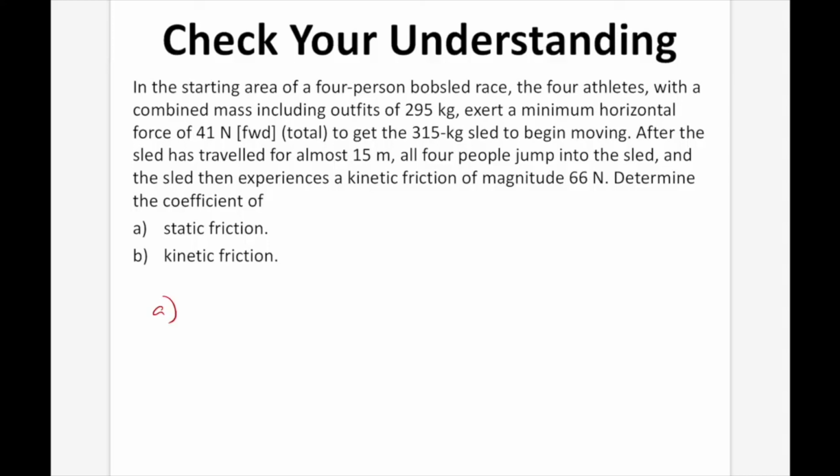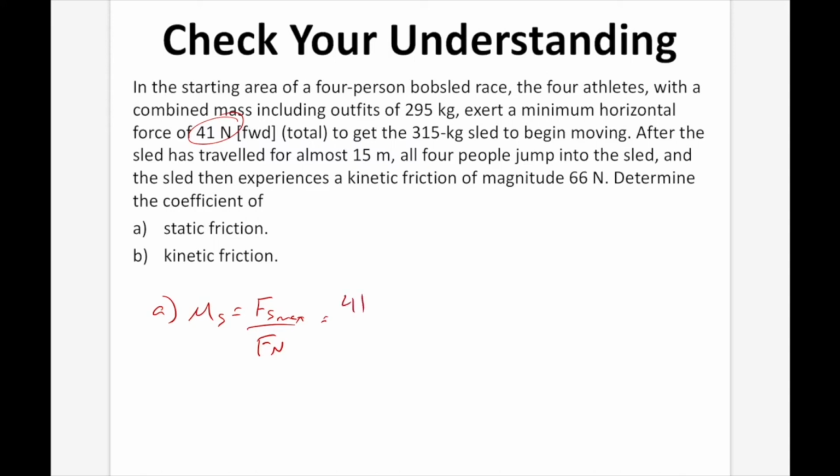So for A, we need to find the coefficient of static friction. So we're going to say mu s is going to equal Fs max divided by Fn. Fs max is going to be just before it gets going. So what we're going to use is this 41 newtons. That is the force needed to just get it moving. And we can assume that just before 41, that's going to be the maximum static friction, because at that point it wasn't moving. So we're going to use 41.